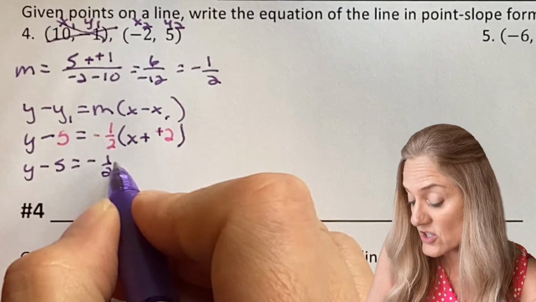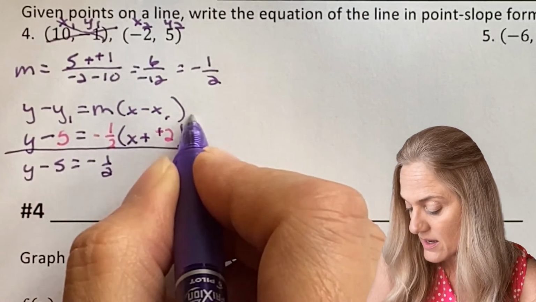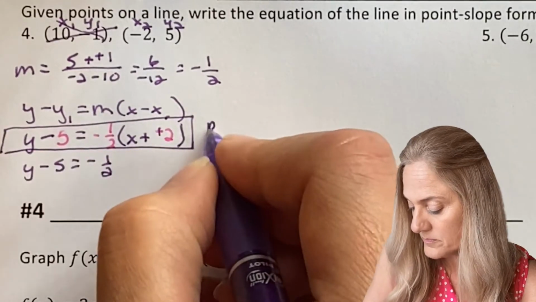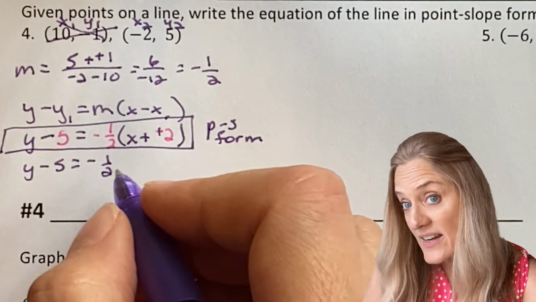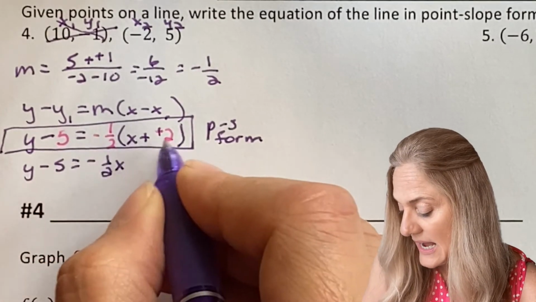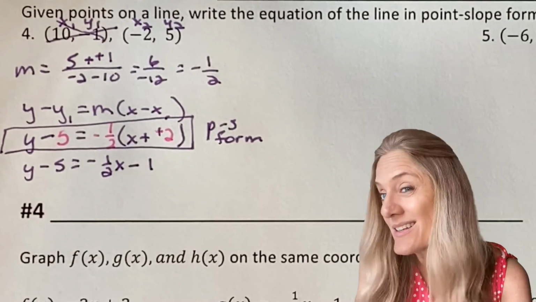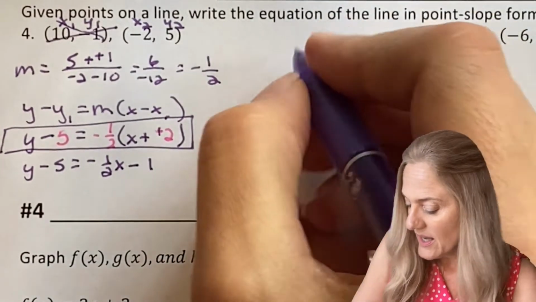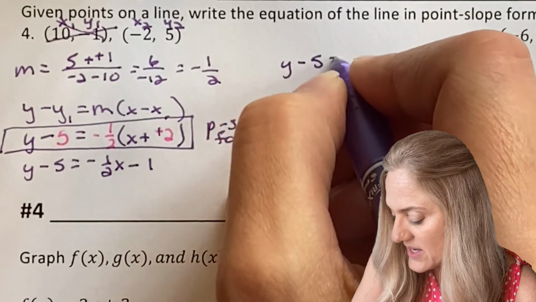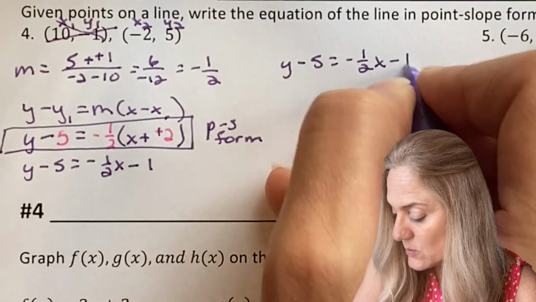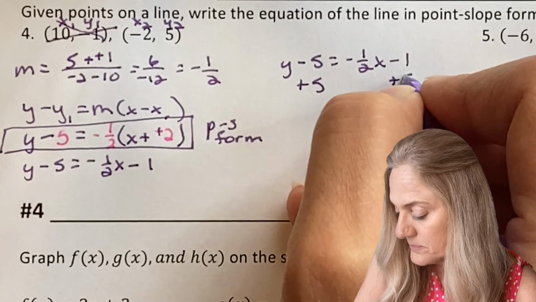I'll go ahead and distribute because here's my point slope form. I'm going to distribute that -1/2. -1/2 times 2, well, the 2's would divide out and I would just get -1. So do be careful. And then I have y minus 5 equals -1/2 x minus 1. Add the 5 to both sides.